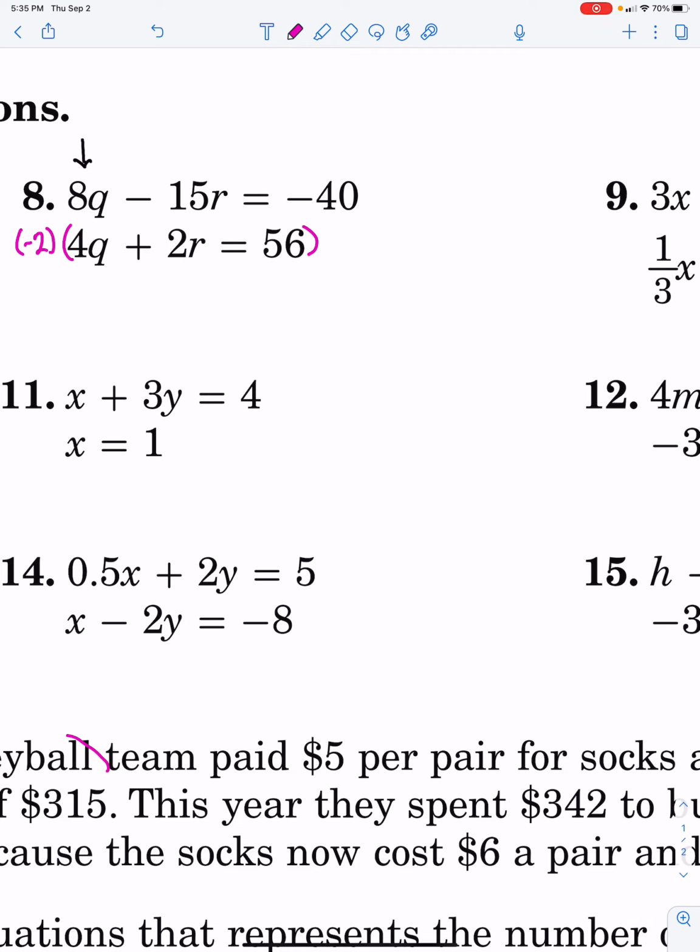Okay, so the A equation is going to stay the same: 8q minus 15r is equal to negative 40. Then I'm going to have negative 2 times 4q giving me negative 8q. Negative 2 times 2r is going to give me negative 4r. And negative 2 times 56 is going to give me negative 112.